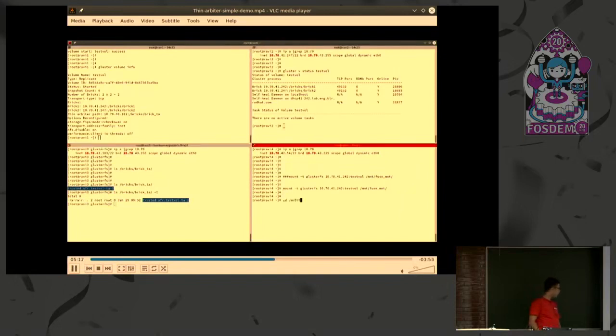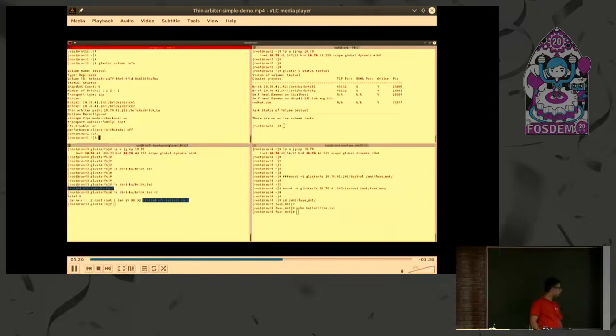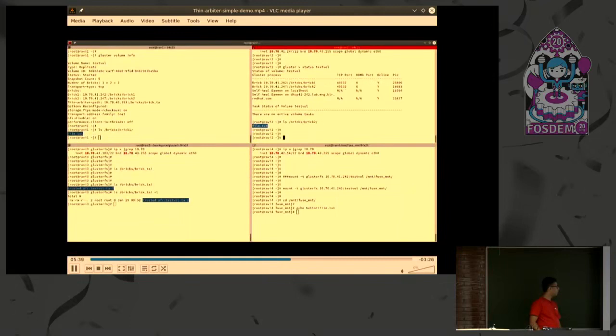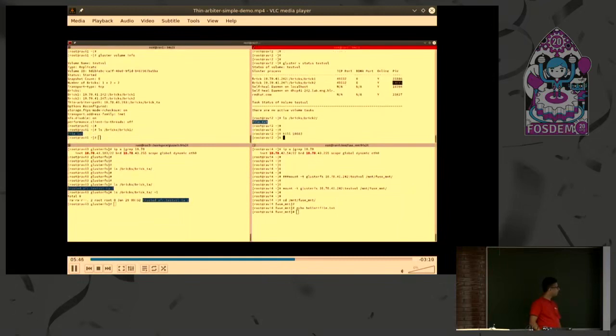If you do a write to a file, you see that the file contents are getting replicated to both the data bricks. So let's kill one data brick and try to write something.